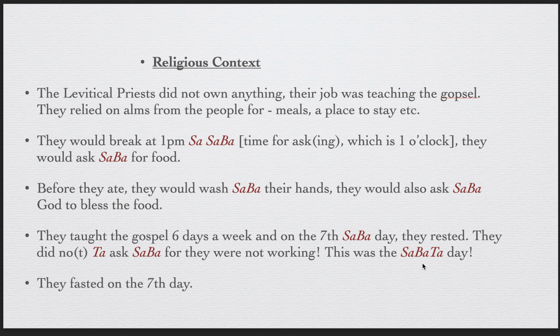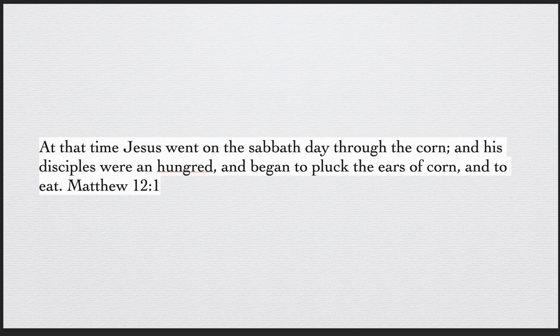This was the Sabbath day. They usually fasted on the seventh day. How do we know this? It's because in Matthew 12:1 it says, at that time Jesus went on the Sabbath day through the corn, and his disciples were hungry and began to pluck the ears of corn and to eat. So on the Sabbath day, Jesus went through the corn with his disciples, and they were hungry, and they began to pluck the ears of corn and to eat.